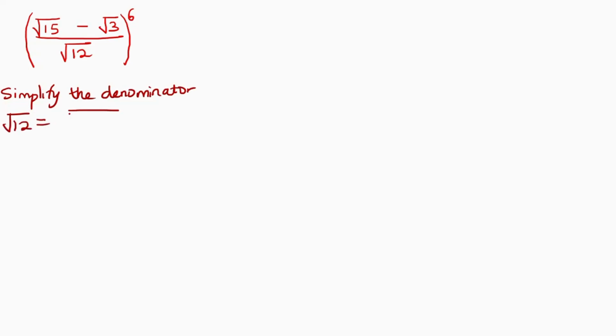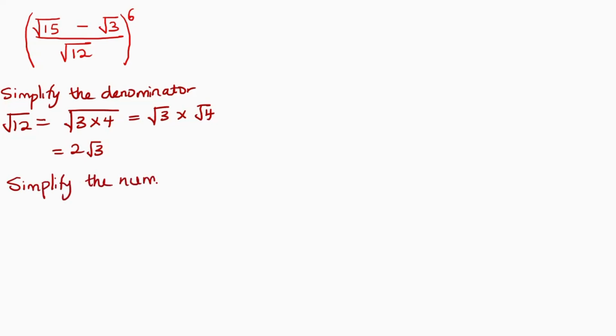Simplifying this, it's going to become root of 3 times 4, which is equal to root 3 times root 4, which is equal to, the root of 4 is 2, so 2 root 3. So once we are done simplifying the denominator, the next thing we want to do is to simplify the numerator. And the value we want to simplify in the numerator is root 15. And this is equal to the root of 3 times 5, which is equal to root 3 root 5.